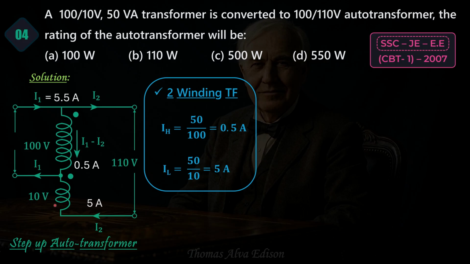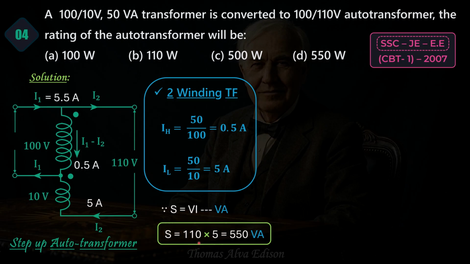However, the 10 volt winding is connected directly in series with the load. Therefore, whatever current flows through the 10 volt winding, the same current flows through the load. Now, kVA rating of the transformer can be expressed as the product of voltage and current. Taking the output side into consideration, output voltage is 110 volt, current through the load is 5 ampere, therefore kVA rating is 550 volt ampere.